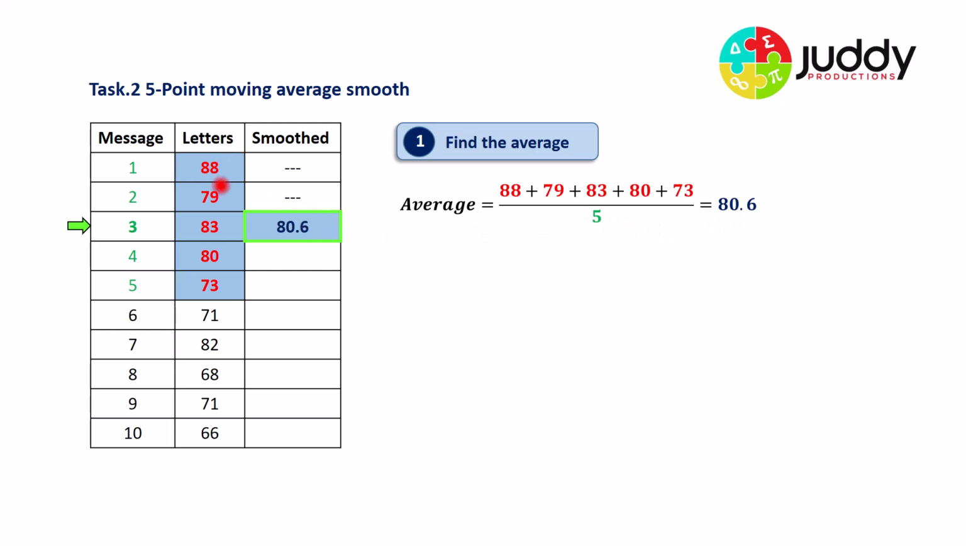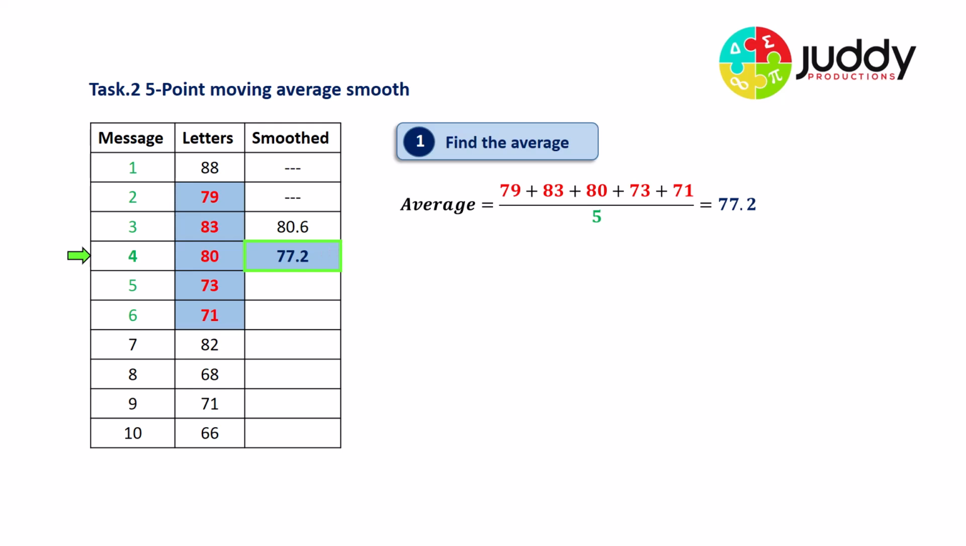And so we're looking at 1, 2, 3, 4, 5 bits of data. And the average is centered against the middle one, which is message number 3. Now we move down 1, hence the name a moving average. Move down 1 point. So here's our 5 numbers. Dividing by 5 returns an average of 77.2.